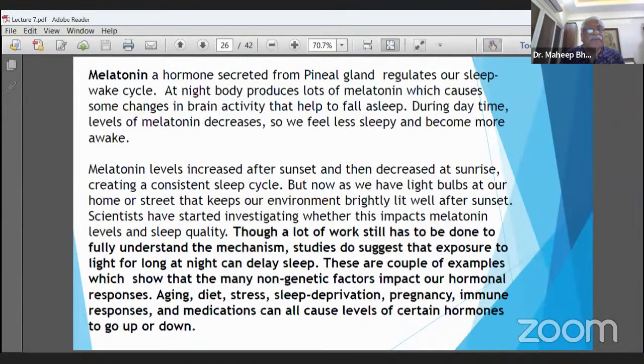is available. Well, a better example to understand this is a hormone known as melatonin, which is secreted in our body by a gland present in our brain. It is a very small gland, but very important, secreting the hormone known as melatonin.